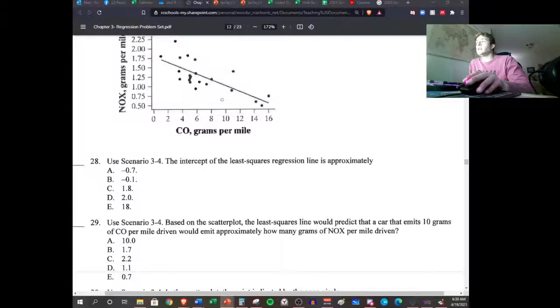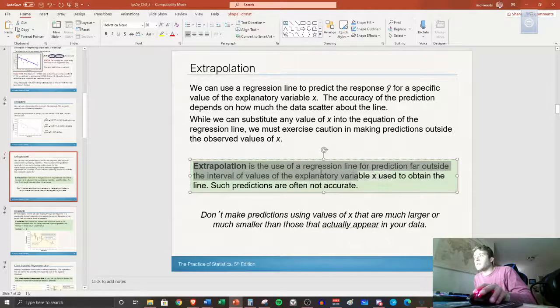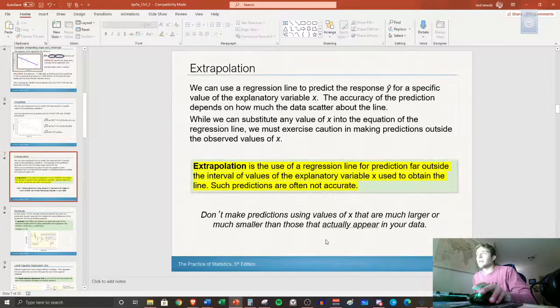You have what's called extrapolation. So you may have heard somebody say, how did you extrapolate that from what I said? You've heard that a lot. And extrapolate means you're going outside of the boundaries of the line. And I realize I haven't changed my display here. Extrapolation is the use of the regression line for a prediction far outside the interval of values of X used to obtain the line. Predictions are not often accurate. Okay.